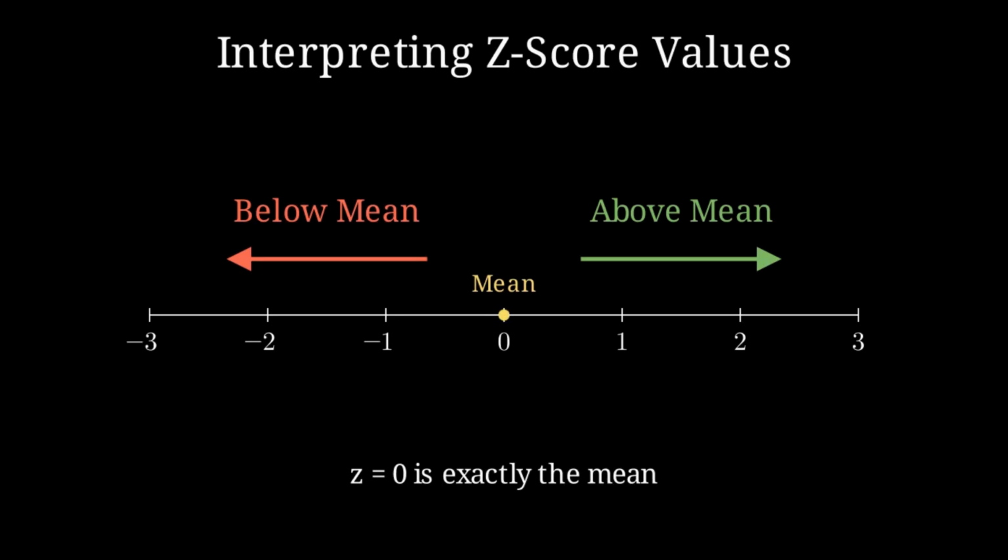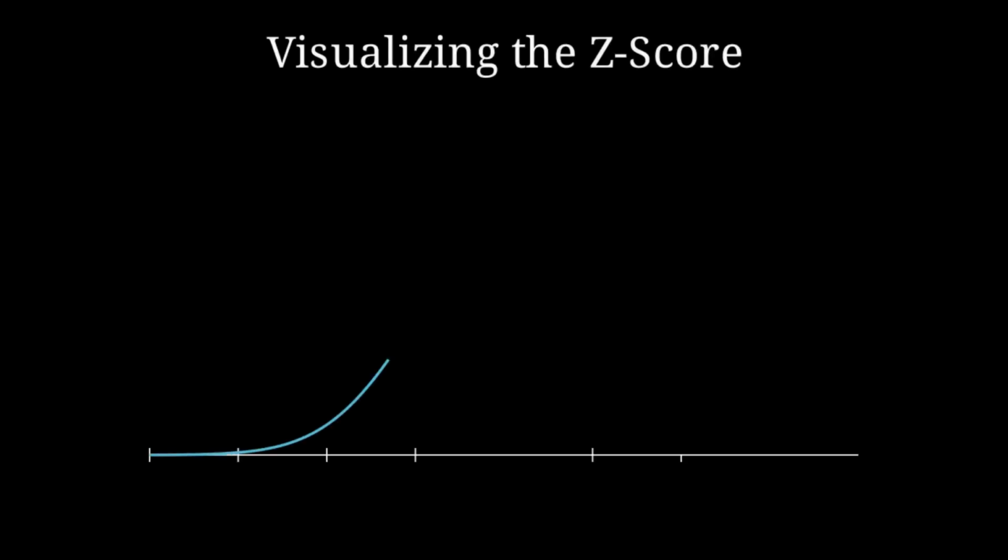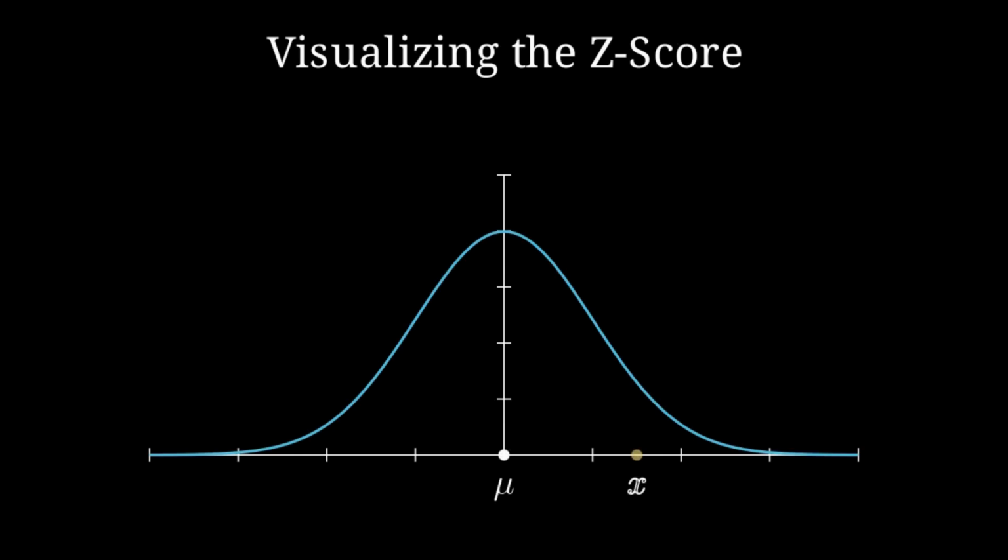This standardizes different sets of data. Visually, the z-score represents the horizontal distance from the center of the curve. It allows us to compare scores from different tests, even if those tests have different point scales or averages.